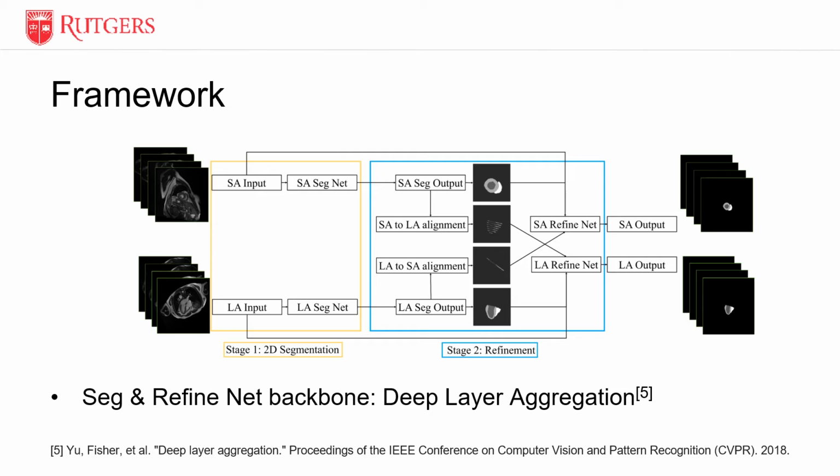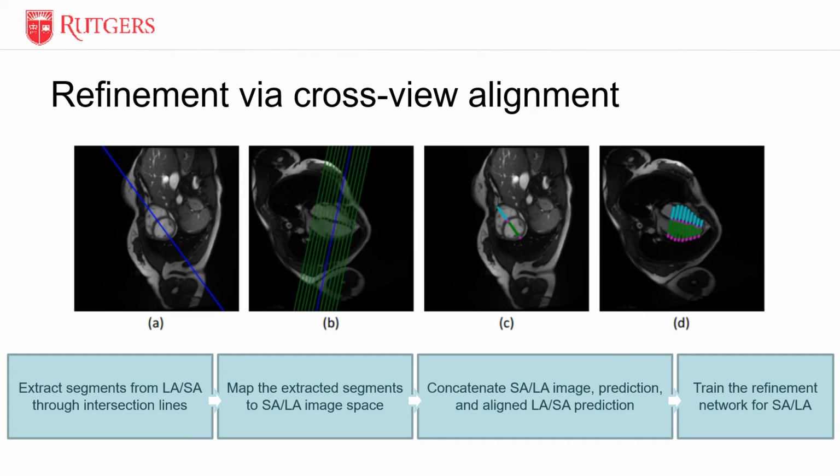The backbone of the networks in our framework is a modified deep layer aggregation used in the reference paper, which is able to extract discriminative features from the cardiac MR image slices. Since both the short and long axes are provided and require segmentation, the standard segmentation network is followed by a refinement stage to fuse the complementary features from the other view.